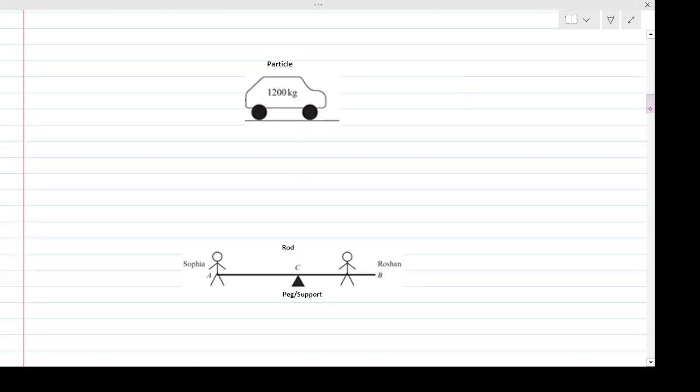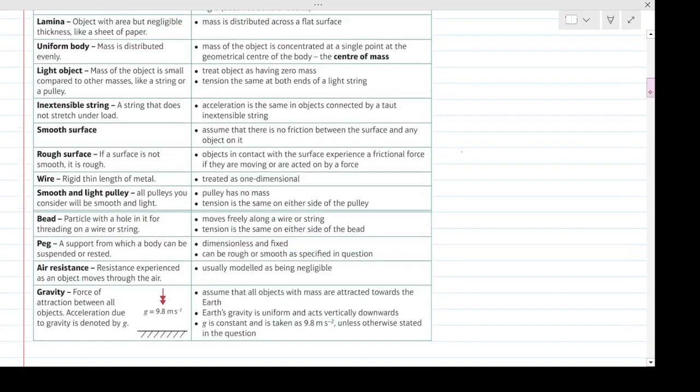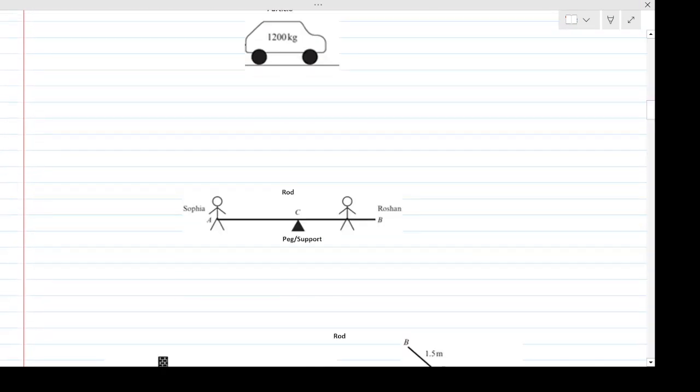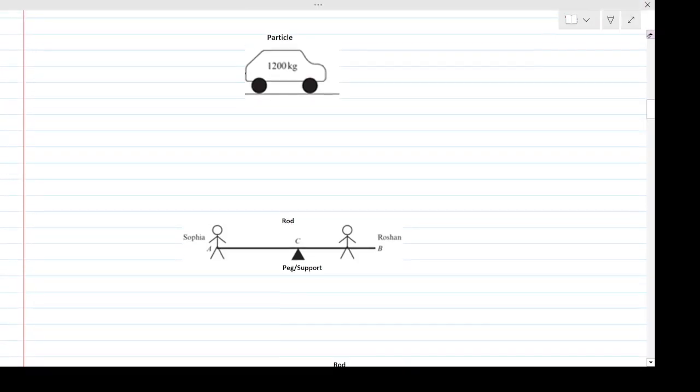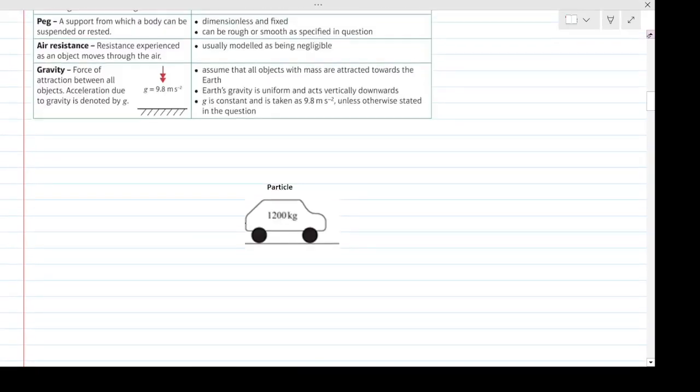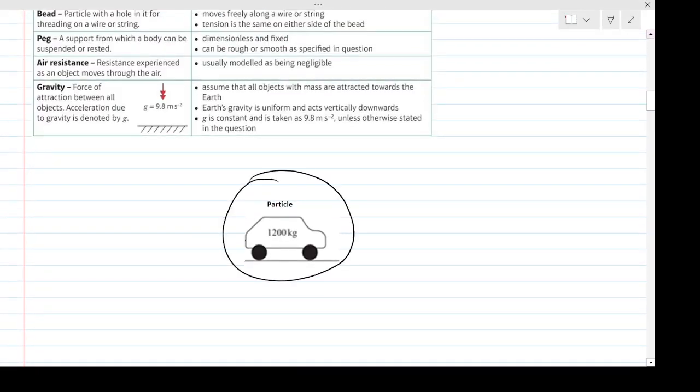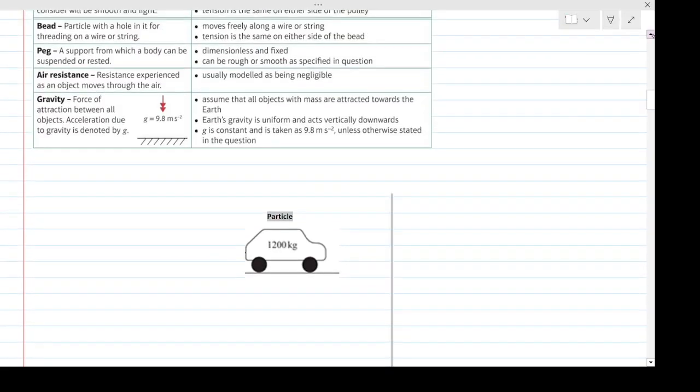So I'm not going to go over the whole list. What I'm going to do instead is just go over the main examples you will see throughout the course, and then where these modelling assumptions come into place. So first of all, we have a particle, right? So I'm going to go up and then look at particle.